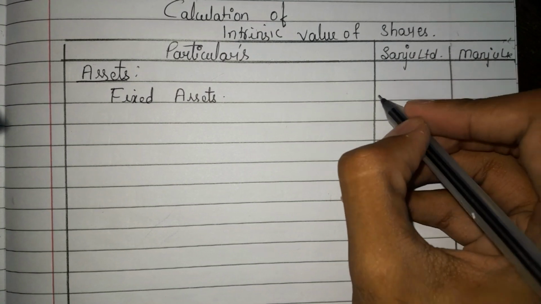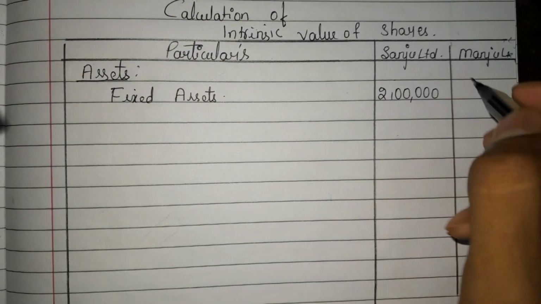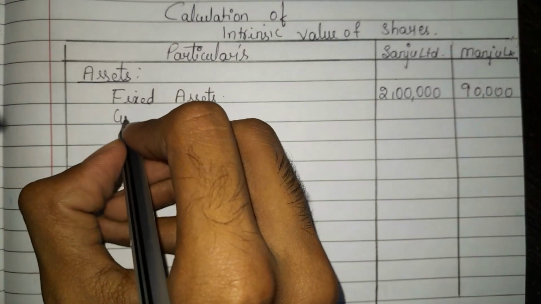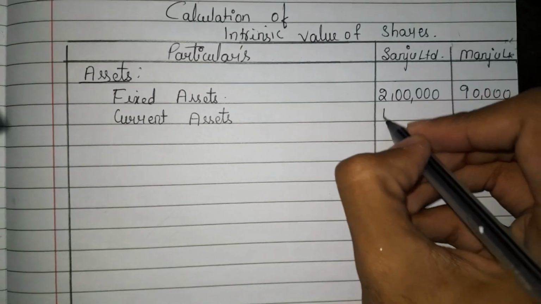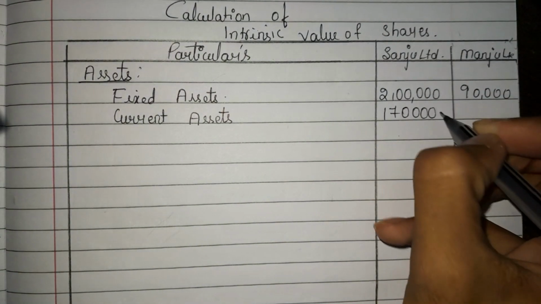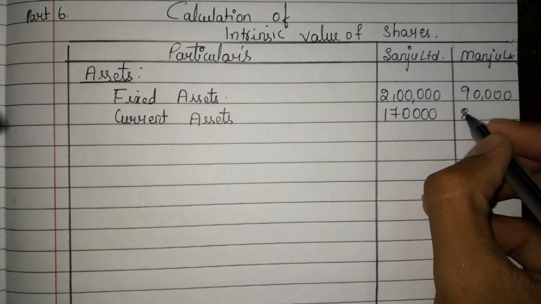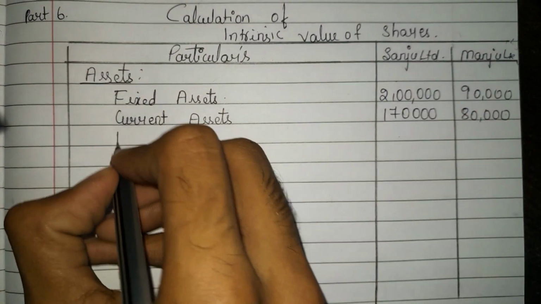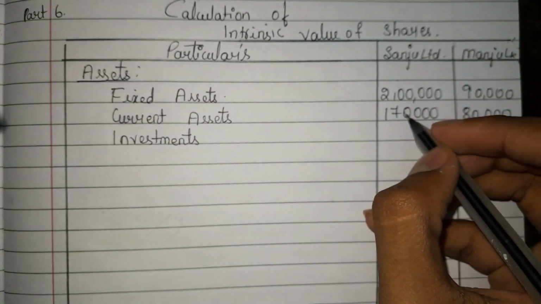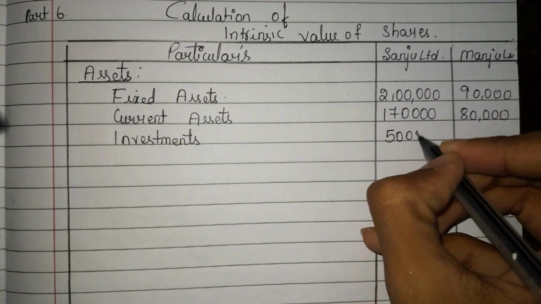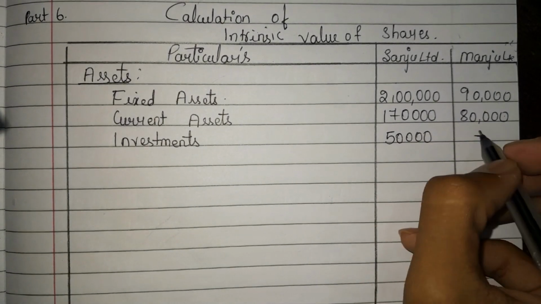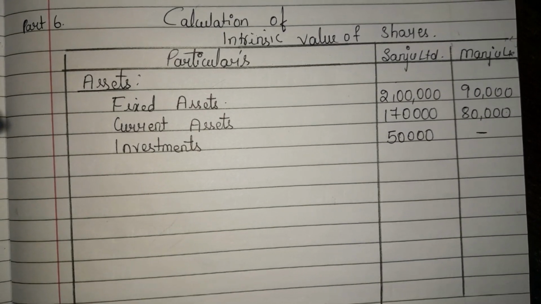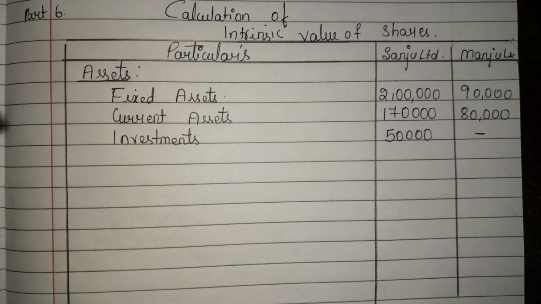Sanju Limited how much? 2 lakh. Then Manju Limited how much? 90,000. Second is current assets. Sanju Limited 1,70,000. Manju Limited 80,000. Next, investments. Sanju Limited it is 50,000 and in Manju Limited there is no investments. Like this you have to write all the assets given in the balance sheet.